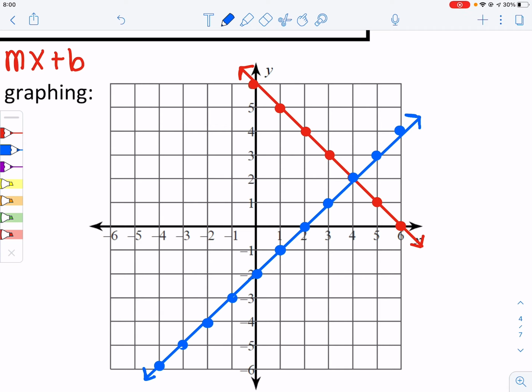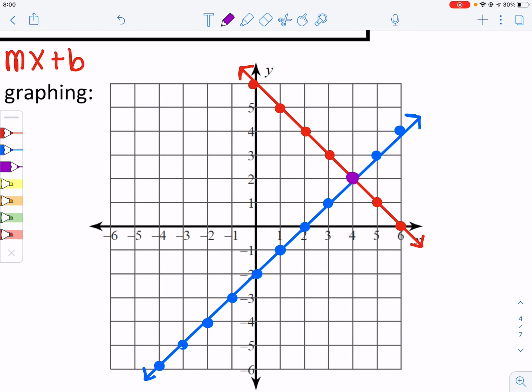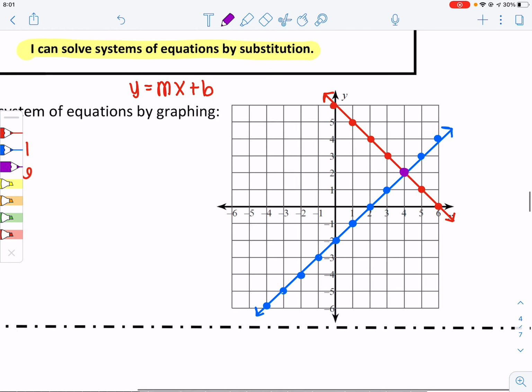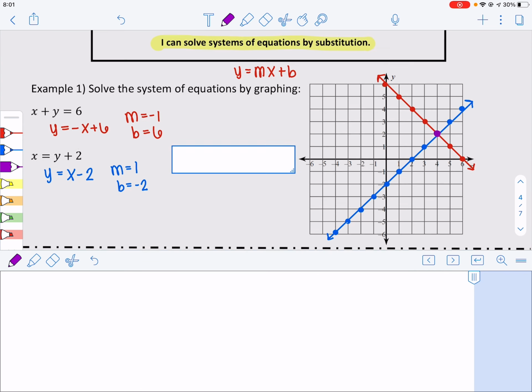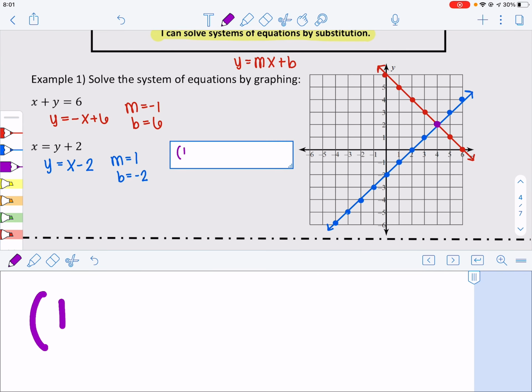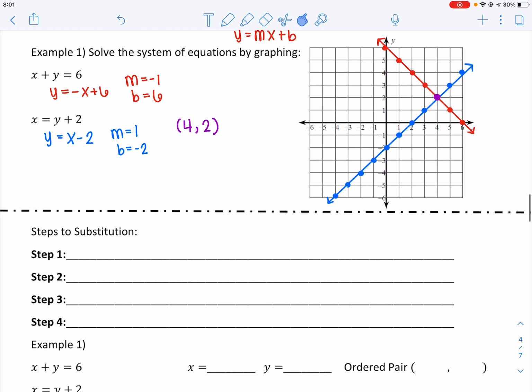Remember with graphing, your solution is just right here where both of these graphs intersect. So for this one, our solution is 4, 2. Your solutions to systems are always going to be ordered pairs. So 4, 2. There's my solution to that system of equations. Now I'm going to show you how to use substitution instead of graphing to do the same thing.